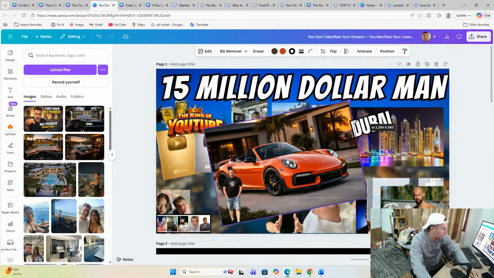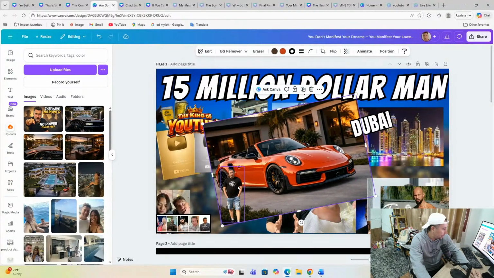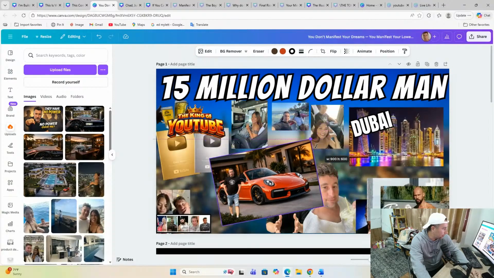But you can tell when I stretch up this picture, this is the real picture of me, but I'm planting myself in this picture. That way it looks like I'm standing by my Porsche. You see what I'm doing? I'm adding real images of myself within my dream car.